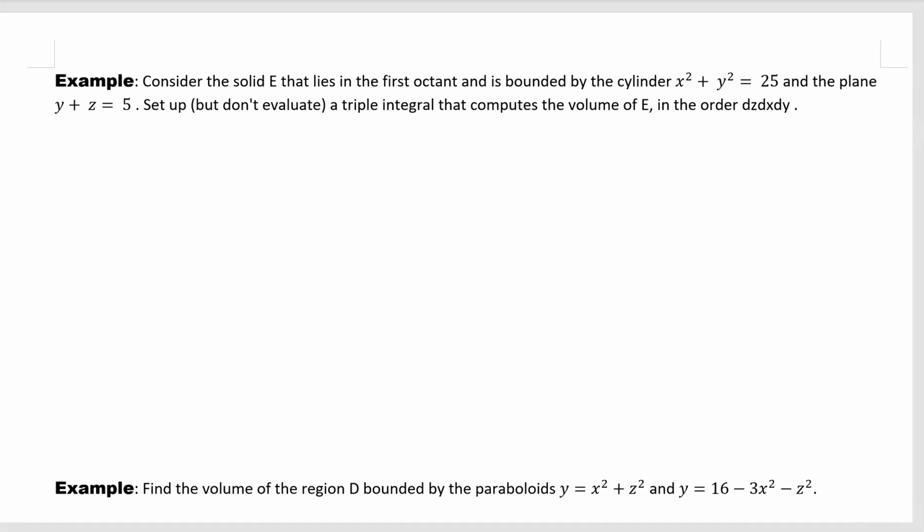Example. Consider the solid E that lies in the first octant and is bounded by the cylinder x squared plus y squared equals 25 and the plane x plus z equals 5. Set up, but don't evaluate, a triple integral that computes the volume of E in the order of dz, dx, dy. Okay, let's see. Let's draw the picture first.